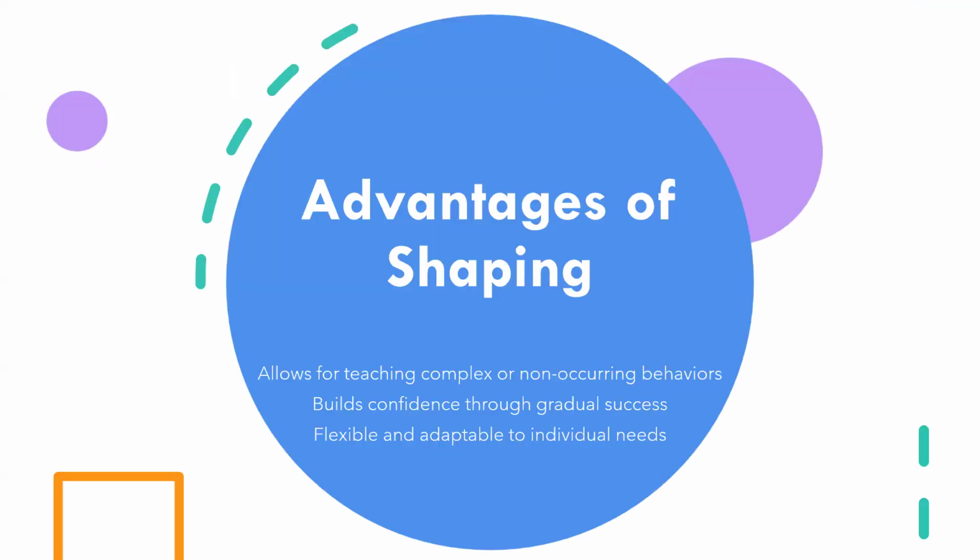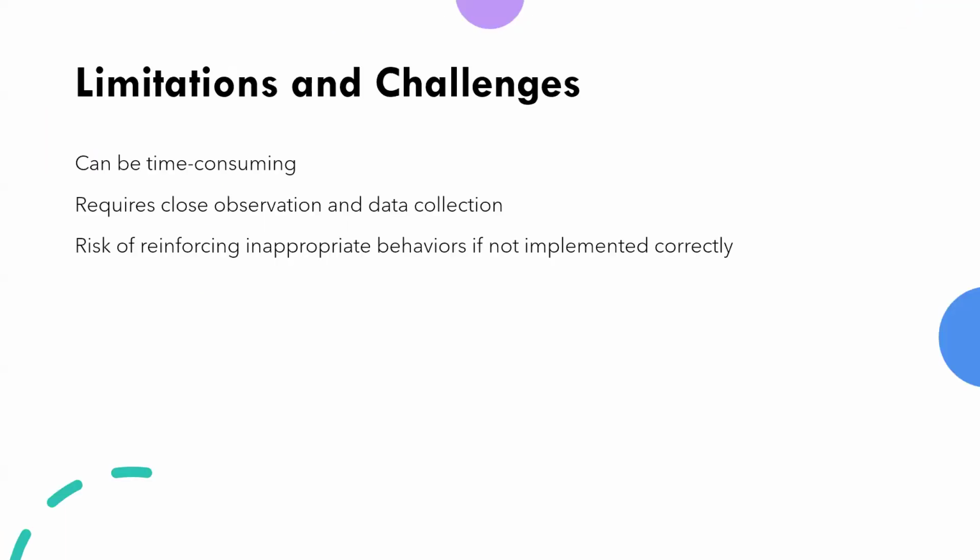There are several advantages to shaping. It allows for teaching complex and non-occurring behaviors. It builds confidence through gradual success, and it's really flexible and adaptable to individual needs. Some of the cons are that it can be time consuming. Shaping takes a lot longer, I feel like, than discrete trial teaching or some of those things. It requires close observation and data collection, and sometimes you have a risk of reinforcing inappropriate behaviors if not implemented correctly, because sometimes things like that can occur while you're doing your shaping procedure.